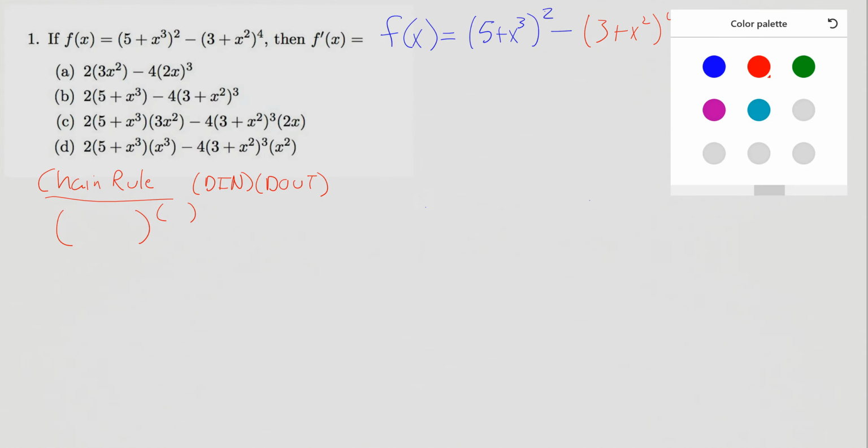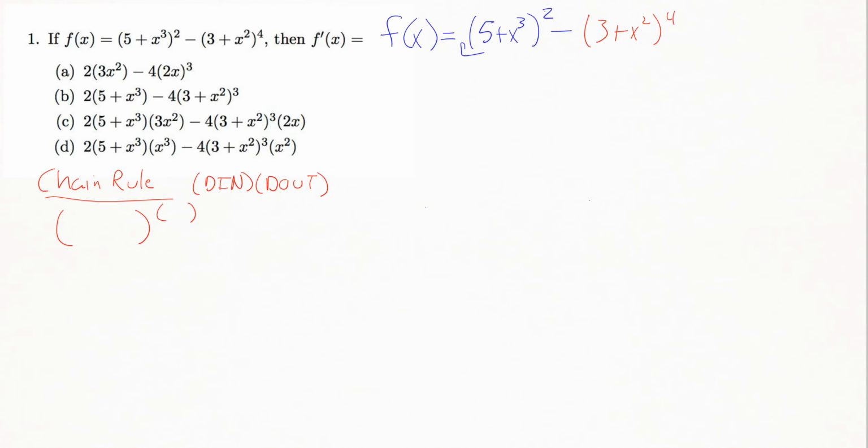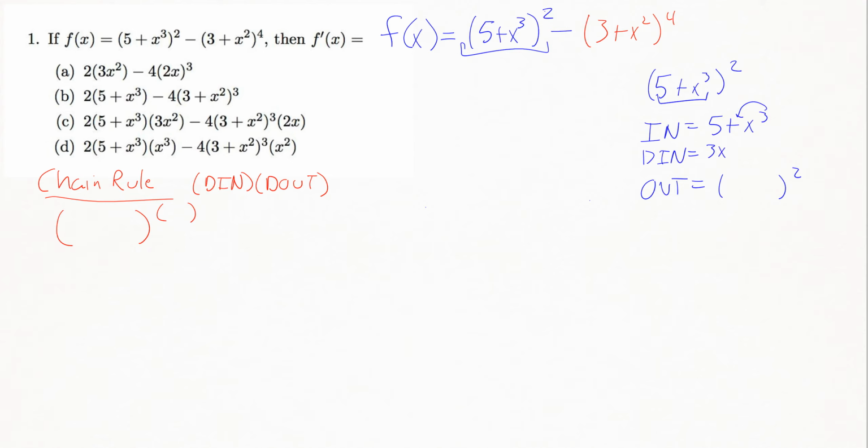So if I take these in bite-sized chunks and just look at that first piece to begin with, I look at my (5 plus x cubed) squared. The 5 plus x cubed, that's what I would consider to be the inside piece, and so I'll look at that piece as its own chunk. And then the outside piece is really that squared power, so it's a bunch of stuff to the second power. So taking these pieces and finding my d in, the derivative of the inside, the derivative of 5, a constant, just goes away, and then the x cubed, the 3 comes down, and then we subtract 1 from the power, so we get 3x squared.